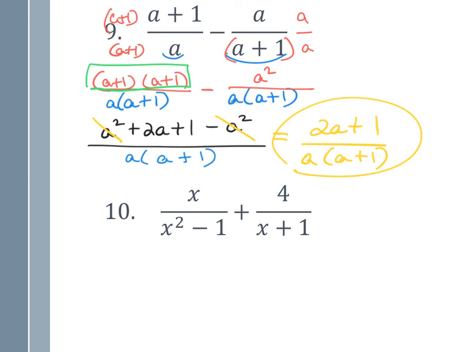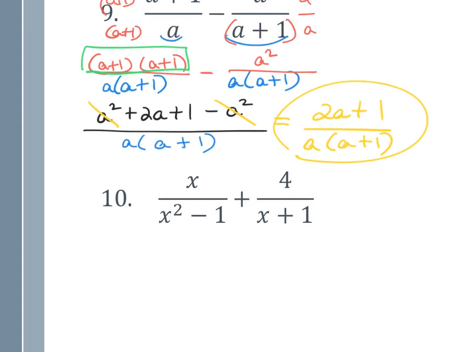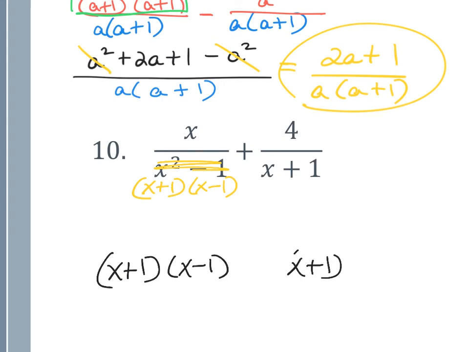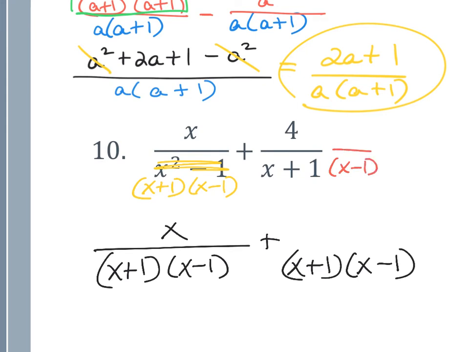For number 10, if there's a trinomial or a difference of two squares or a difference of two cubes or sum of two cubes, you need to factor it first. So I'm going to change this denominator into x plus 1 and x minus 1. Now again, remember your denominator needs to represent everything. So the common denominator is going to be x plus 1 and x minus 1. The first fraction has everything it needs, but the second fraction is missing the x minus 1.